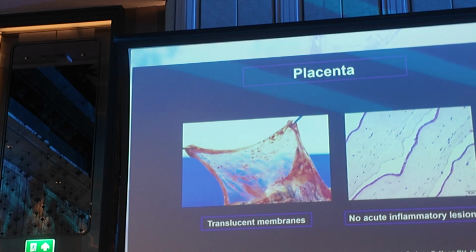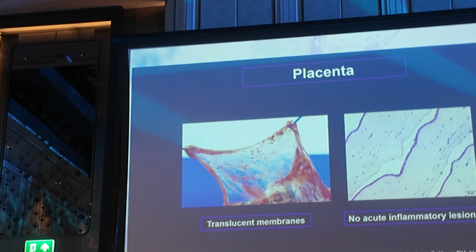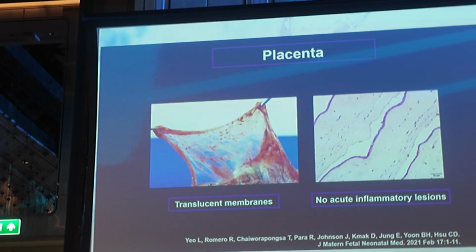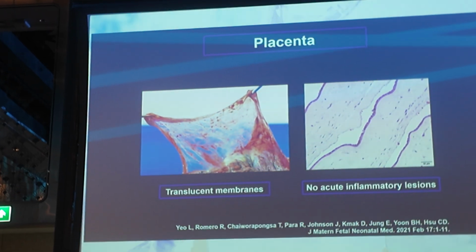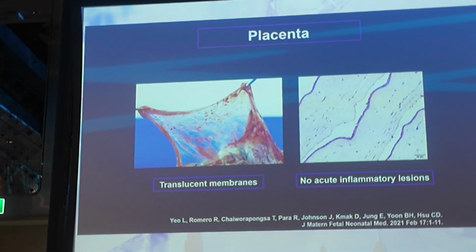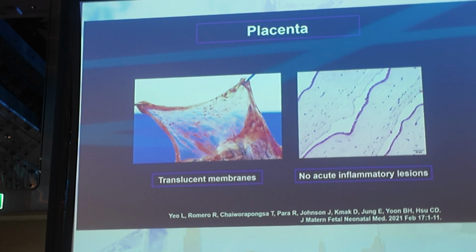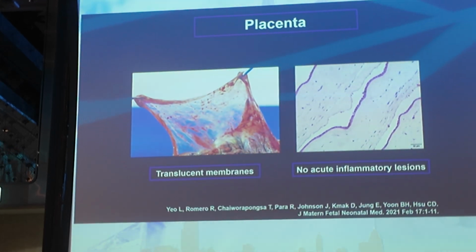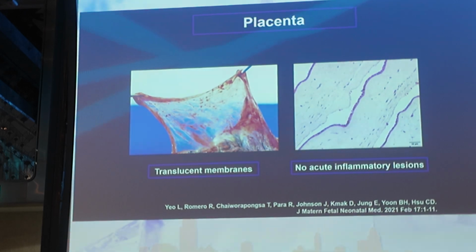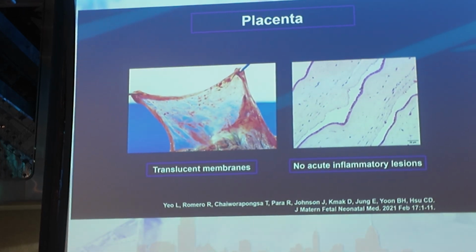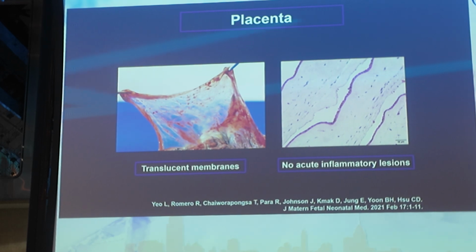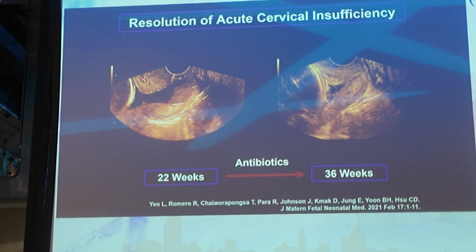Membranes are clear. Here is the amnion. There is no evidence of inflammation. So antimicrobial agents were successful in eradicating sludge and in restoring the cervix. And I want to emphasize that we did not place a cerclage in this patient. So cervical insufficiency that was heralded by a short cervix, and the patient had eradication of the sterile intraamniotic inflammatory process and delivered.